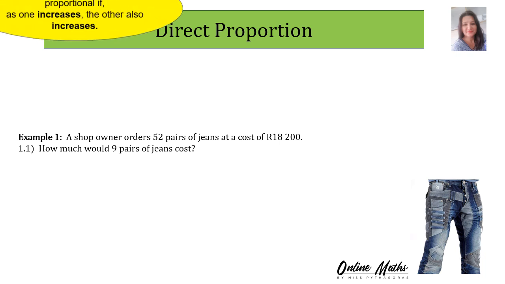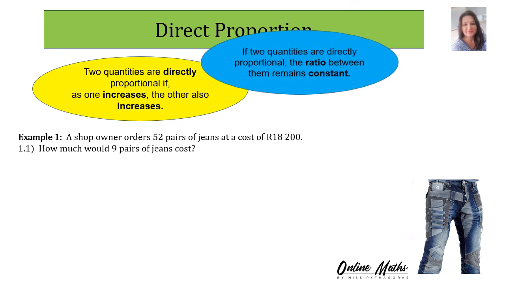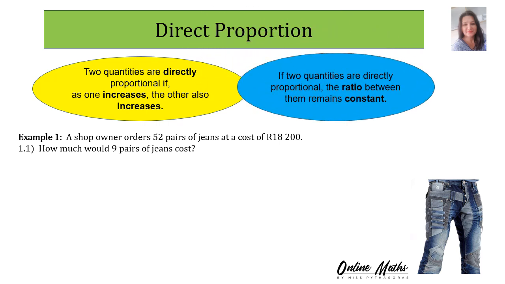Direct proportion. Two quantities are directly proportional if as one increases the other also increases, or as one decreases the other also decreases. If two quantities are directly proportional, the ratio between them remains constant. Let's look at an example.